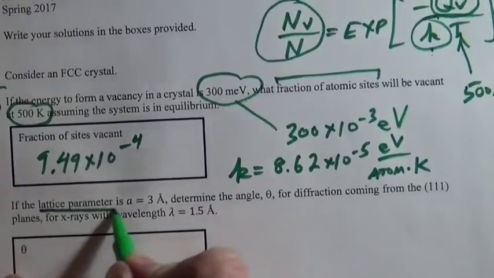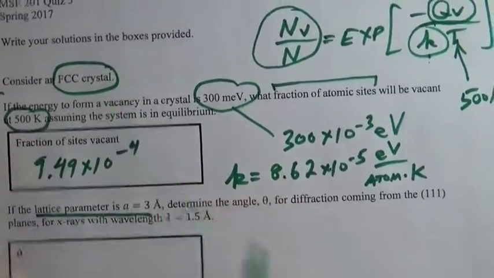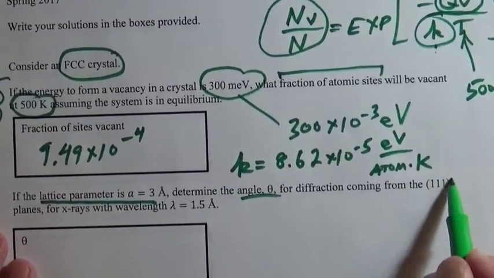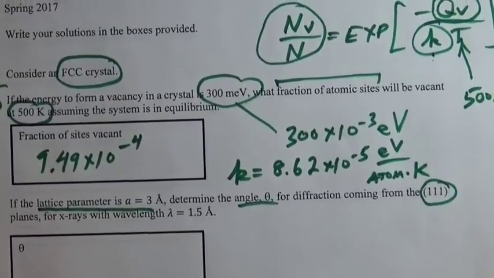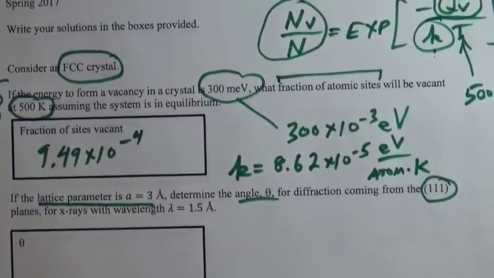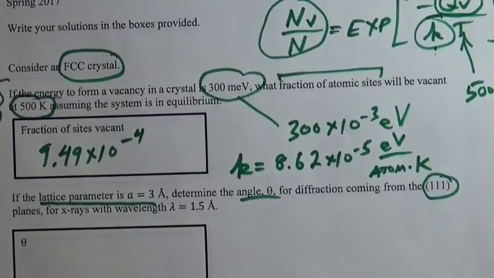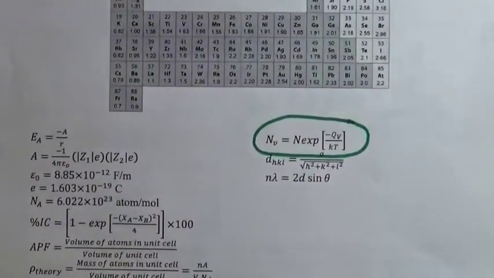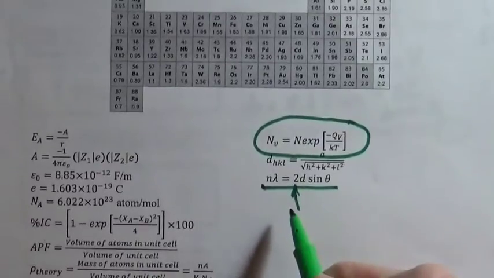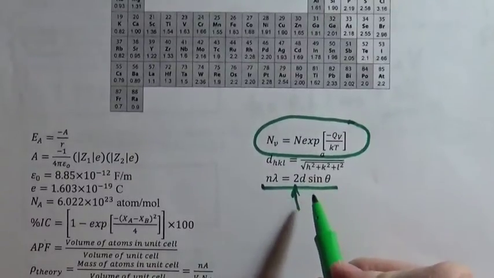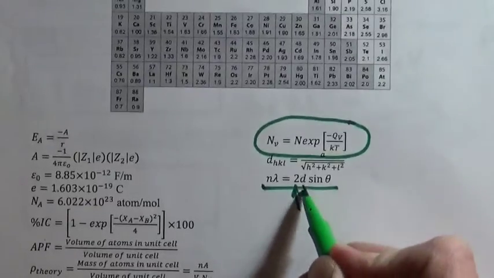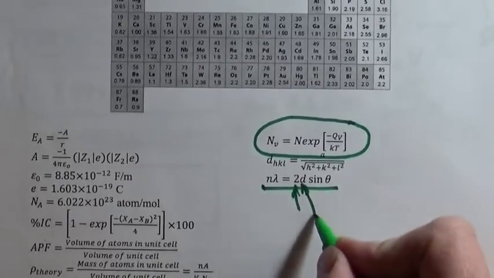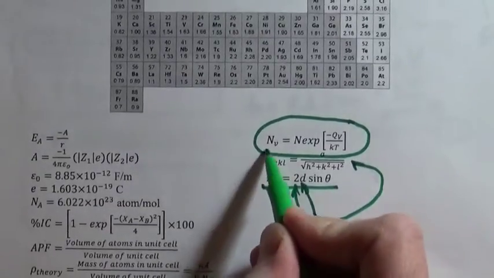Given the lattice parameter, and given that we have an FCC crystal, determine the angle for diffraction coming from the 111 planes, given the X-ray wavelength. So that says we're going to be using the equation for diffraction, and we saw last time that was Bragg's law, n lambda equals 2d sine theta, and that d is the d spacing. That d spacing comes from the hkl planes, and that is this equation.